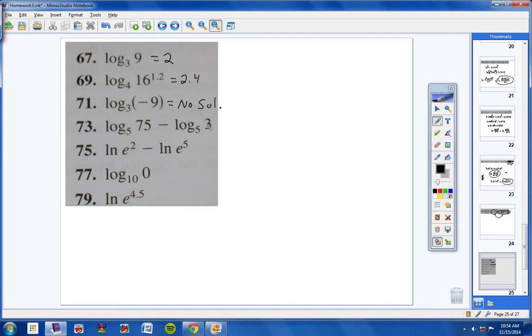Well, first of all, let's condense these two together, okay? You're subtracting two logarithms, so let's put log base 5 of 75 divided by 3, which would be 25. So there we go. So we put these two together, and now let's solve this. So that equal to x, 25 equals 5 to the x. Write both sides with the same base. Cross off your 5's, 2 equals x. So there's the answer, 2. Okay, so 73 is 2.